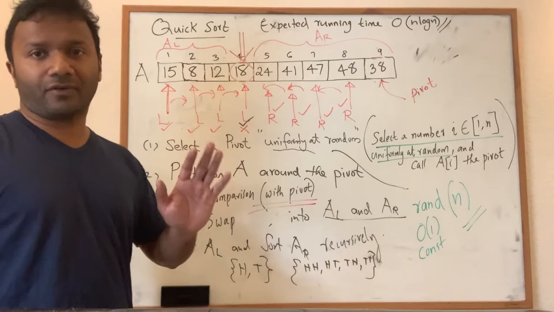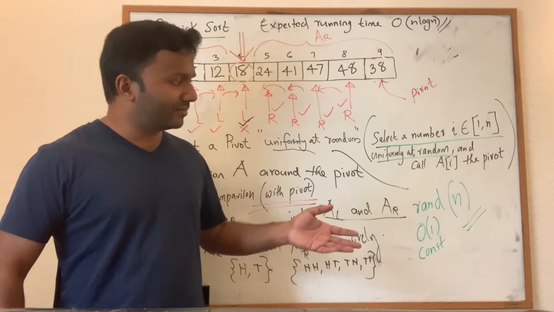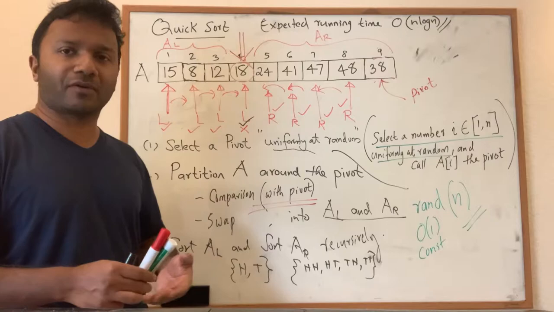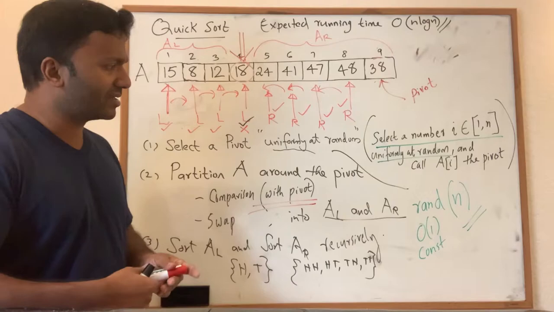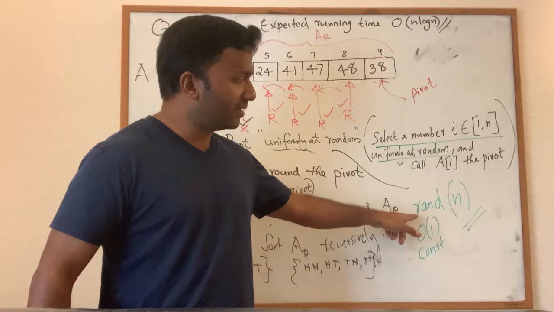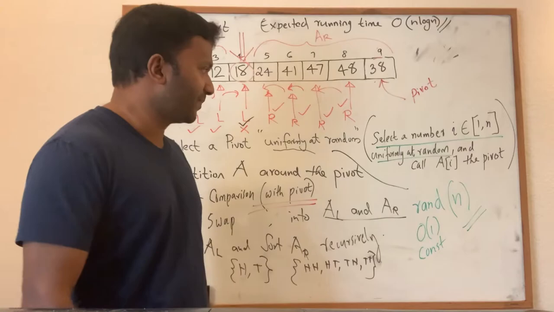So in some sense, we can generate rand of any number which is a perfect power of 2 using this coin tossing. But when something is not a perfect power of 2, we need perhaps more involved techniques. But for our purpose, just don't worry about it. Just assume that this is something which the computer can give you in constant time. Okay, so let's go ahead and see the analysis now.